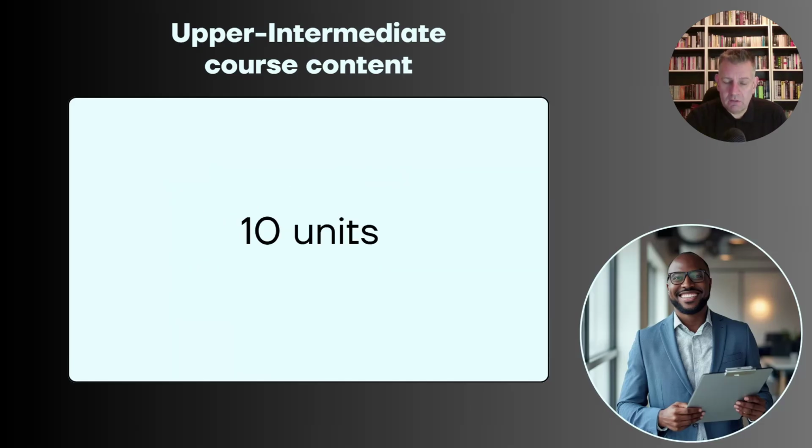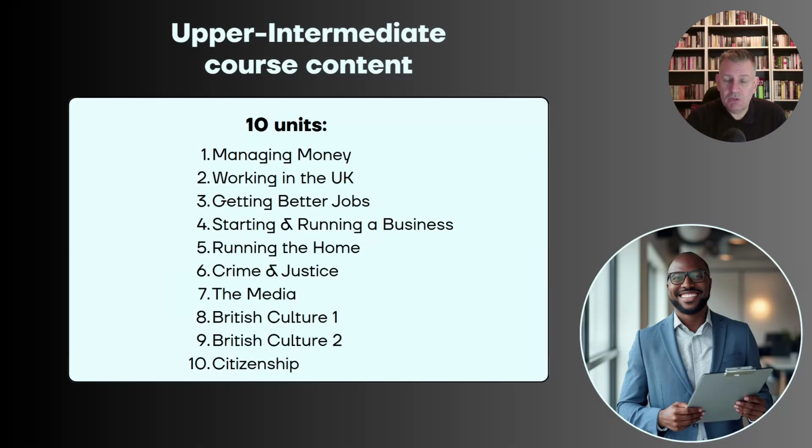There are 10 units, 1 unit a week, and each unit has got 4 lessons. Of the 10 units, these are the topics for the units. Each week we do a different unit, a different topic, and they're all subjects which are hopefully relevant not only for this course, but also for life in general, for living and working in the UK. And these are the topics that we're covering in our upper intermediate course.